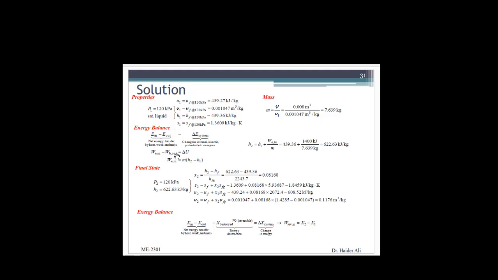Energy balance shows that W_e,in, which is the electrical input, minus the boundary work equals delta U, the change of energy, right? In this case, since it is moving upward, we can apply the enthalpy relation as well, and H2 can be calculated by using H1, the work done by the electrical energy, and the mass, right? So from this we can find H2. The final state can be determined by the fact that we have H2 and we have pressure, so X2 can be calculated as 0.08. Now it is changing into vapor.